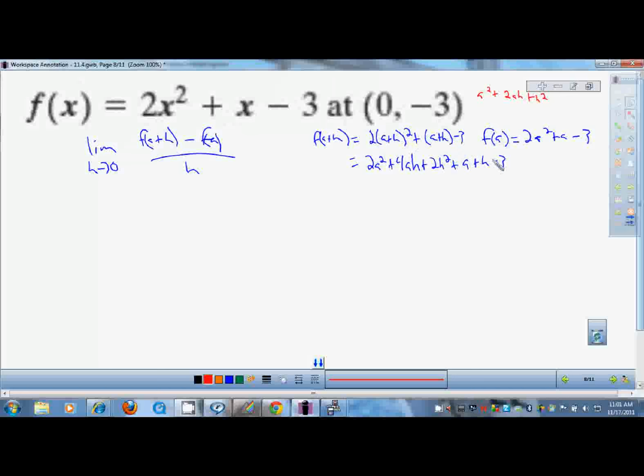So this is exactly what this is going to be. I'm going to plug this into this, minus F of A. I'm going to plug this into that. And now I can just immediately start with the canceling process.